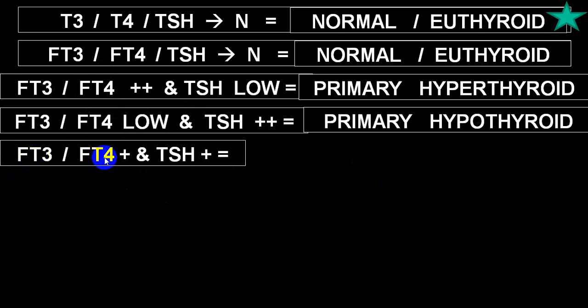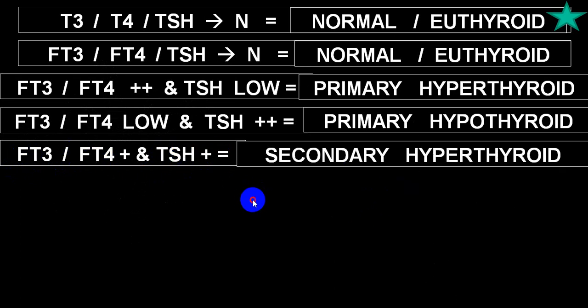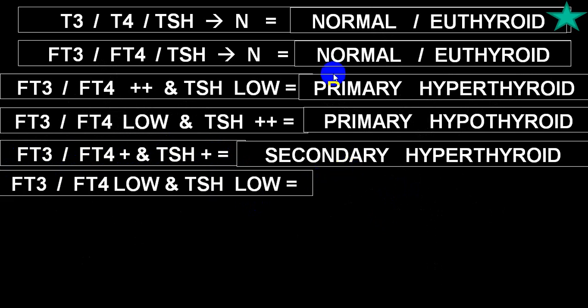Free T3, T4 is high and TSH is also high. When all these three are high, it becomes secondary hyperthyroidism. Maybe pituitary induced, maybe hypothalamic induced. And if TRH is also high, then it becomes tertiary. T3, T4 is low, TSH is low, secondary hypo.